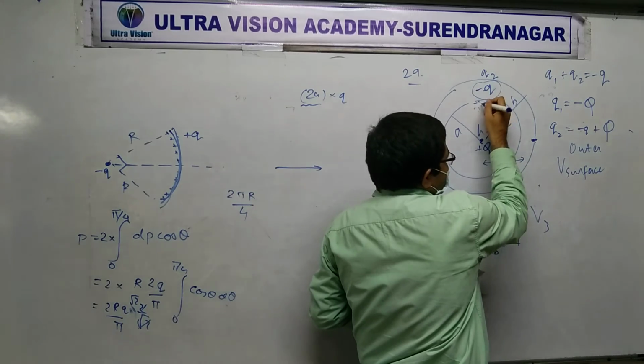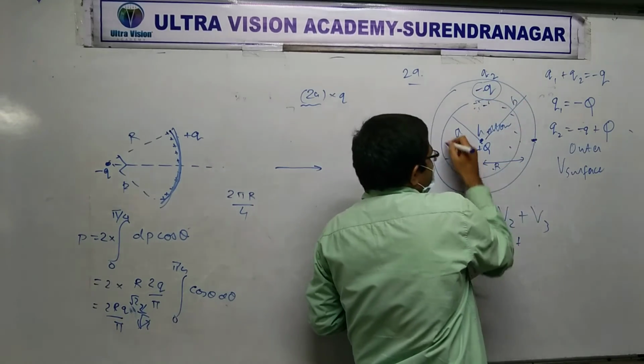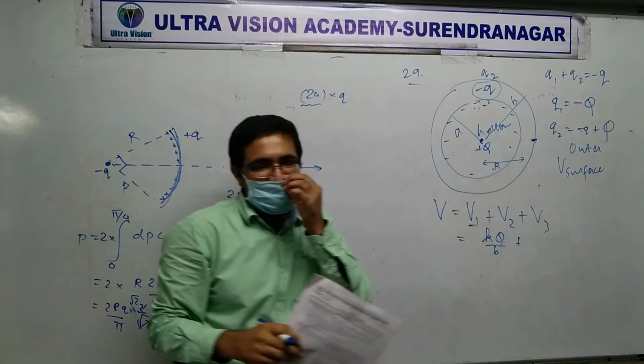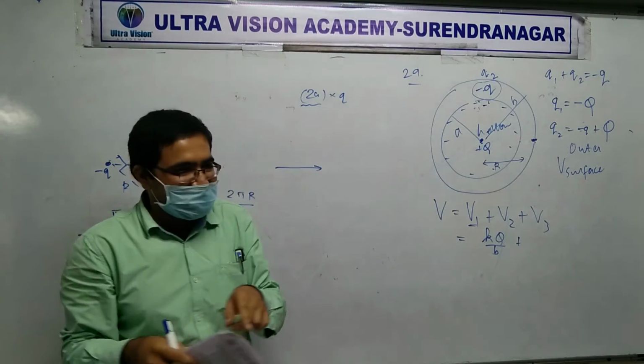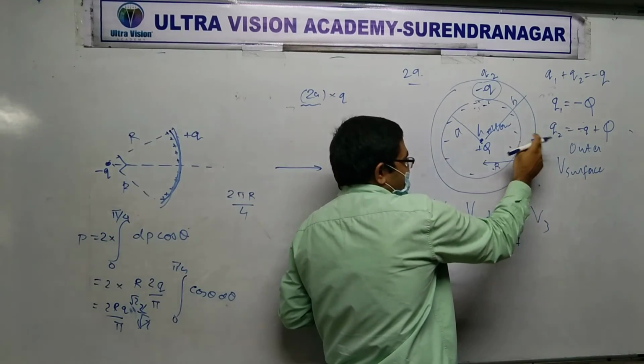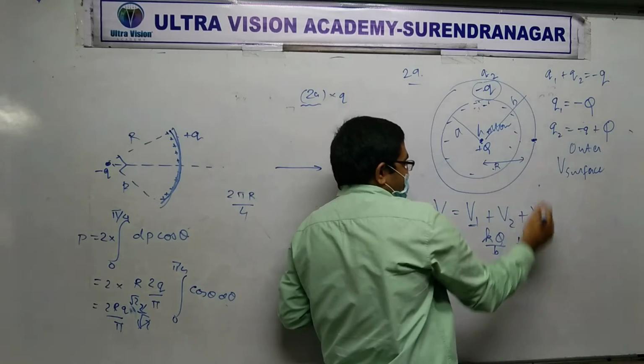This charge here is minus Q. Okay. So this charge on the inner surface is like a shell. Yes or no? Yes. It's just like a shell. So due to a shell at this point. Is this point inside the shell or outside the shell? Outside. Okay. Outside the shell you want to know.